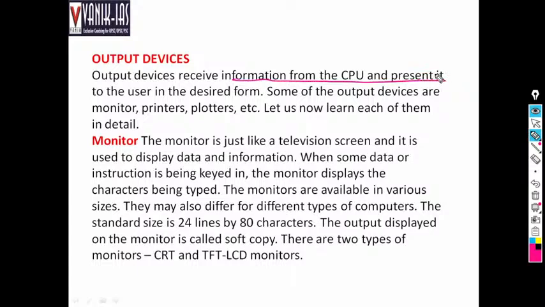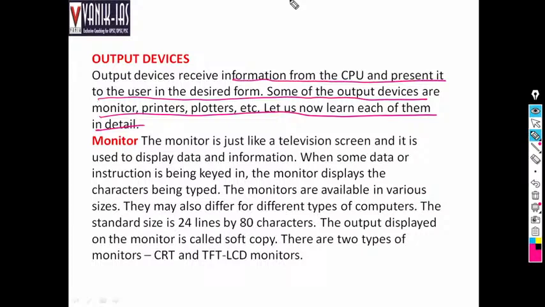We have already discussed that the CPU is the brain of the computer. It helps in the functioning of the computer. Output devices give the result in the user's desired form. That means if you are taking a printout, suppose you are sending a PDF and it comes out as a printout, it gives the result in the desired form. That is an output device. So here the printer is an output device. Some of the output devices are monitor, printer, plotter, etc. Let us now learn each of them, right?